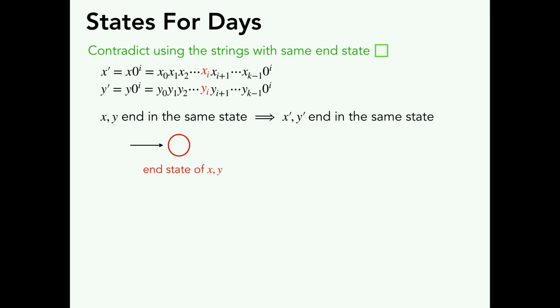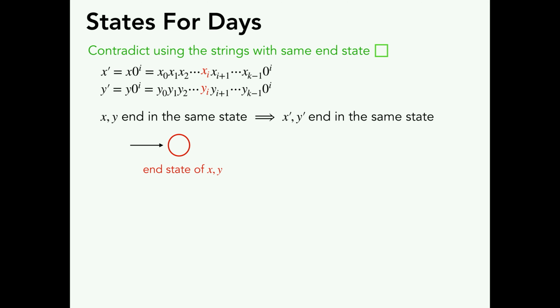Visually, this will be the ending state of x and y. Since they end in the same state, this is just one state within our DFA. This means that after we've read in all the characters of x, we end up at the same state, and after we read in all the characters of y, we end up at the same state. Now, to see the ending state of x prime, we start from here and see what happens after we read in i zeros. Similarly, to see the ending state of y prime, we start from here and see where we end up after we read in i zeros.